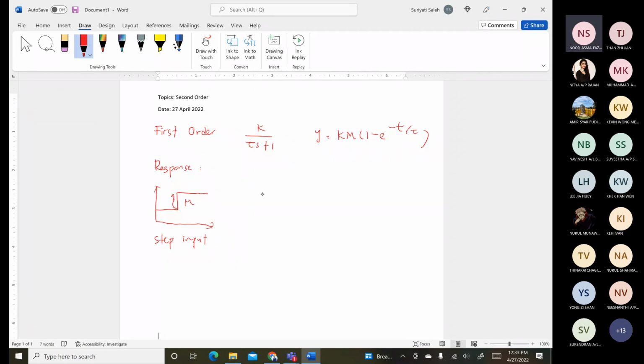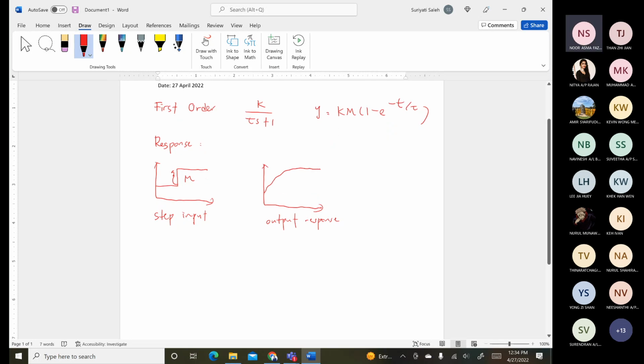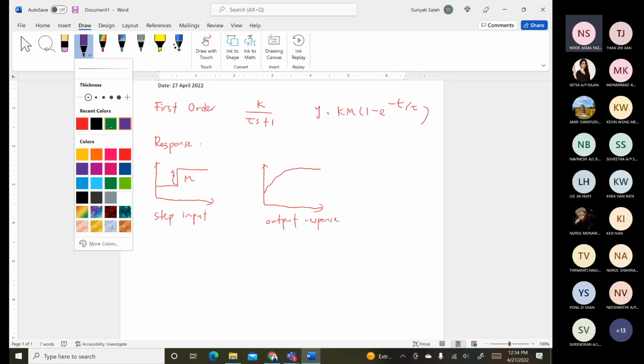So whenever we have a step input, then we will have the typical response of the first order, which is an increment, and then it reaches the steady state. So this is the output response for a typical first order process. Meaning that once we construct the first order, this is the kind of response that we will obtain. There will be no other pattern, only this pattern, if we have the first order. Now, if we go further for the second order.